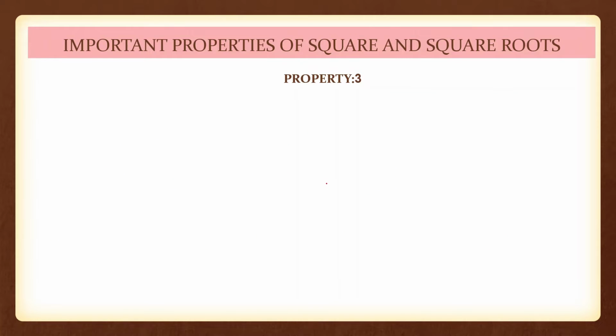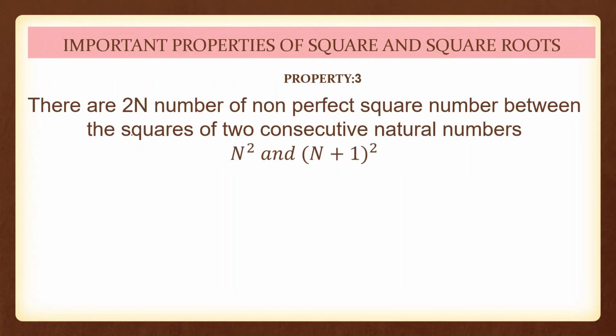Next is property number 3. Property number 3 says there are 2n non-perfect square numbers between the squares of two consecutive natural numbers. The numbers should be next to each other. Let's do it with the help of an example. Let's take smaller numbers in order to verify this property: 2 square and 3 square. So n is my 2 and n plus 1 is 3.